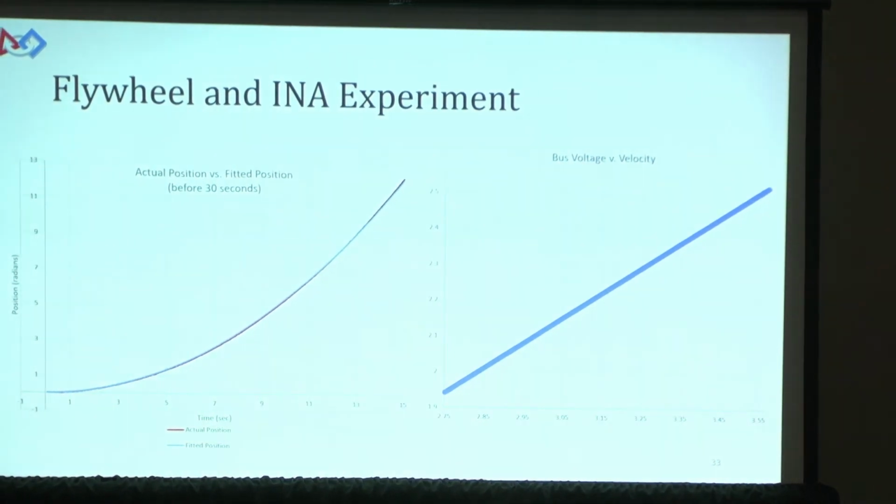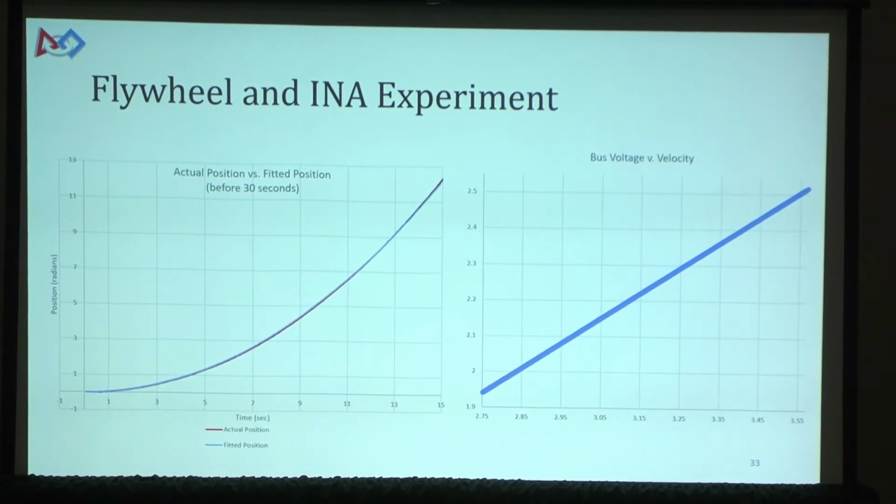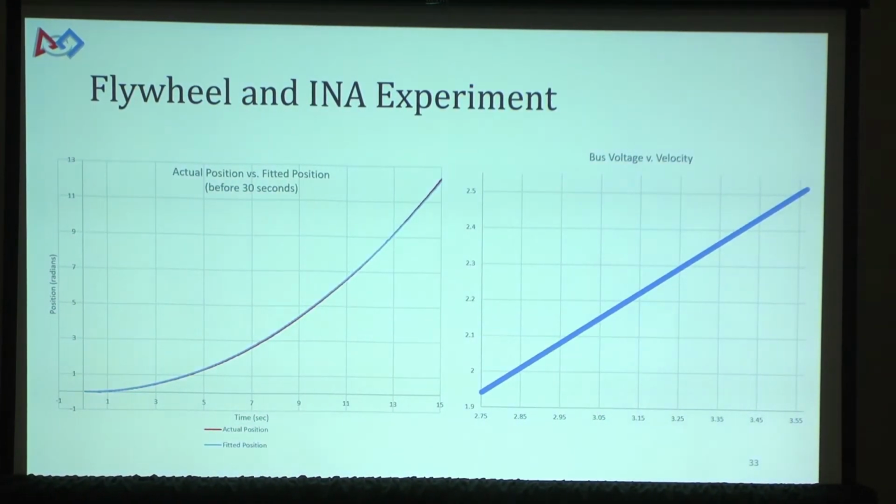So now I'm going to walk through how we reduced some of our data collection in our experiments. First we have the Flywheel and INA Experiment, and this experiment is used to calculate K, or KE more specifically. So this is example data from the AndyMark 40A motor, and on the first graph we have actual position versus fitted position, and we calculated the fitted position using Solver on Microsoft Excel.